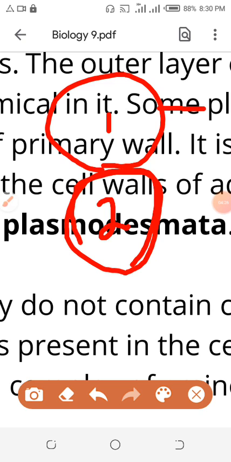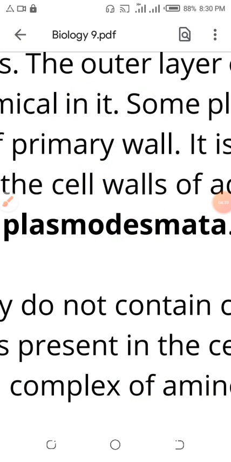Plasmodesmata are present in the cell wall. The reason is that these openings, which are called plasmodesmata, are present between cell number one and cell number two, so that molecules can be transported from one cell to another cell. So I have actually identified the role of the cell wall.